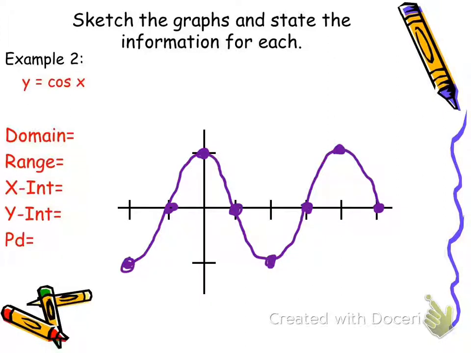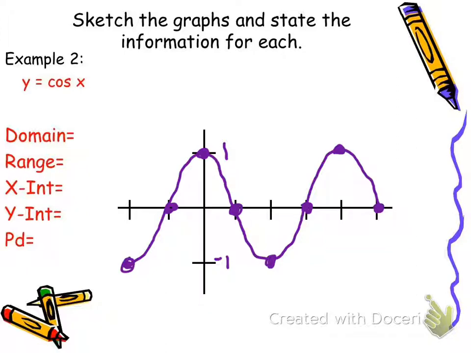The cosine always looks like that. It has an amplitude of 1, so it bounces between +1 and -1. And then we can talk about all these characteristics of the cosine function.